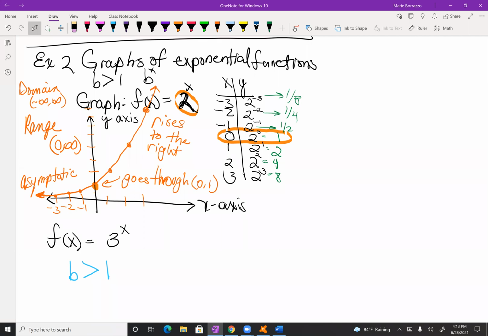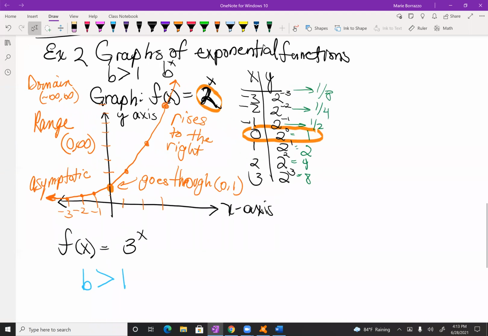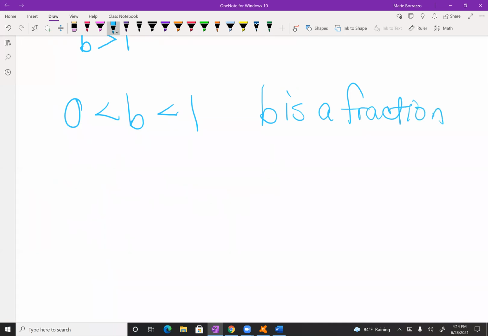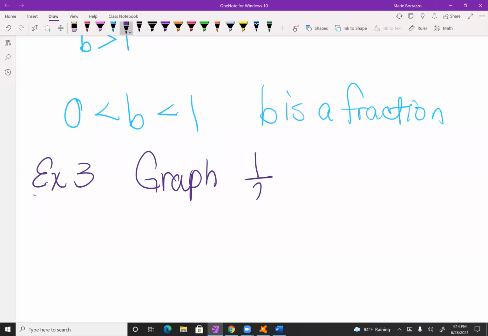All right. But what happens when the base b is a number that's fractional? So in other words, I don't want to say b is less than 1, it's just b is a fraction. What happens? So I'm going to go ahead and do the reciprocal of what we just graphed to help you solidify the point. This is example 3. So we're going to graph the reciprocal of what I just did. So we're going to graph 1/2, that's your base b, raised to the x.